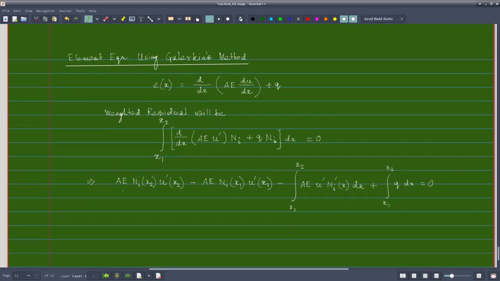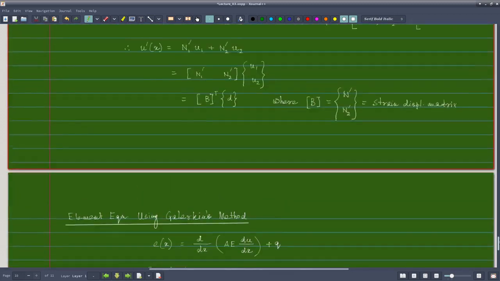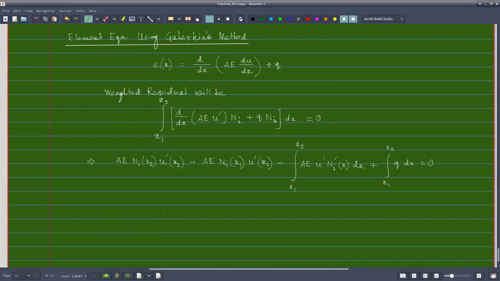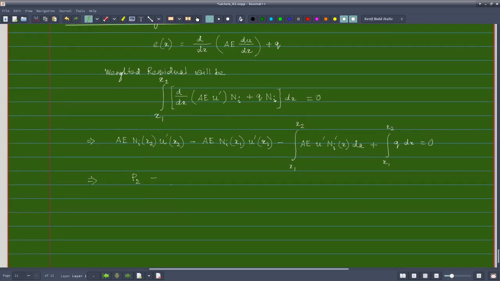Now I know that this term AE du dx at x equal to x2 into ni at x2, this term AE into u dash at x2, is my natural boundary condition, right? You remember that AE du dx at x equal to x2 is P2 and AE du dx at x equal to x1 is minus P1. So let us put those values now. So therefore this gives me P2 minus P1.